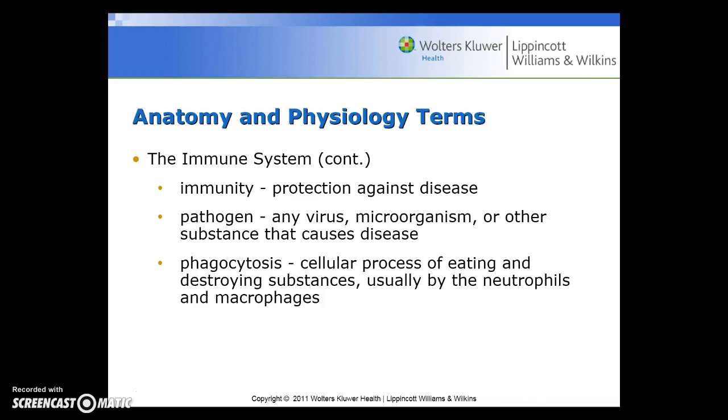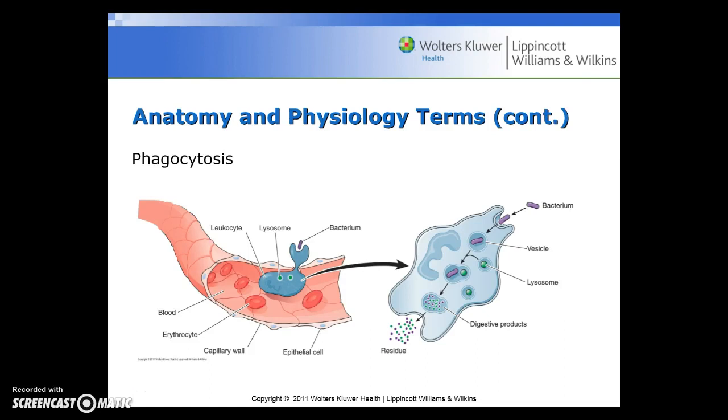Immunity is the protection against disease. A pathogen is any virus, microorganism, or other substance that causes disease. Phagocytosis is the cellular process of eating and destroying substances, usually by the neutrophils and macrophages. Here's a visual representation of phagocytosis.